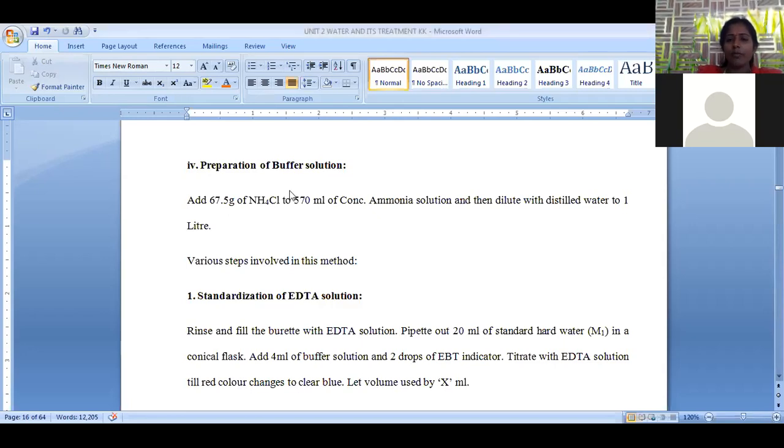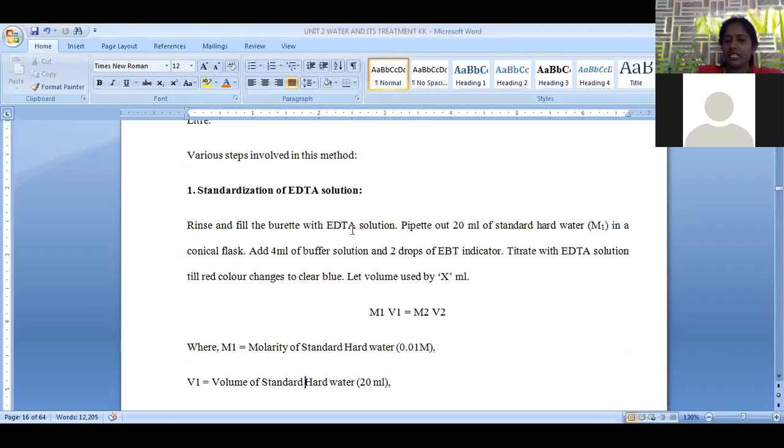In this way, we prepared all the solutions. Now we are going to do the titration. In order to titrate, the burette should be filled with EDTA solution. 20 ml of the standard hard water just prepared should be taken into the conical flask. 4 ml of buffer solution should be added and 2 drops of EBT indicator.